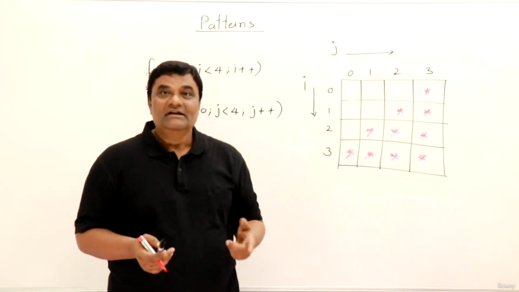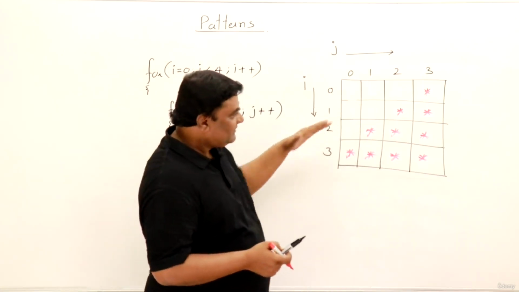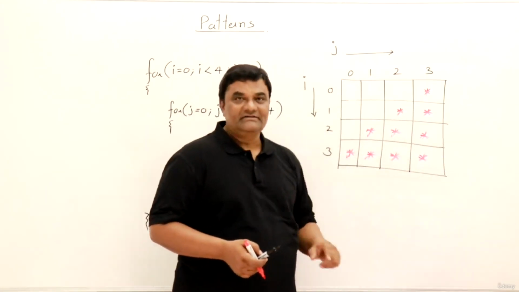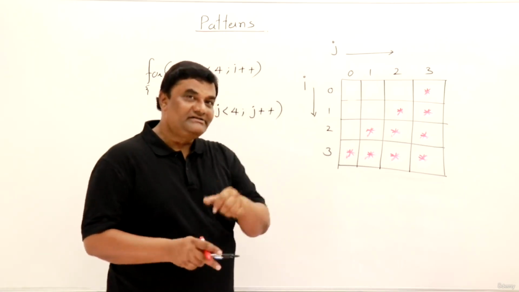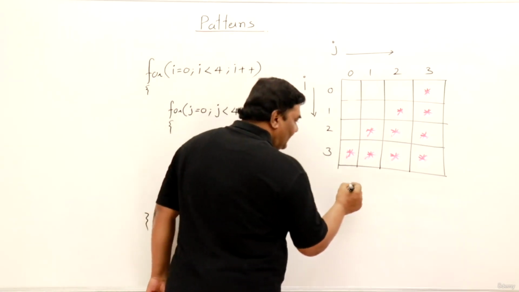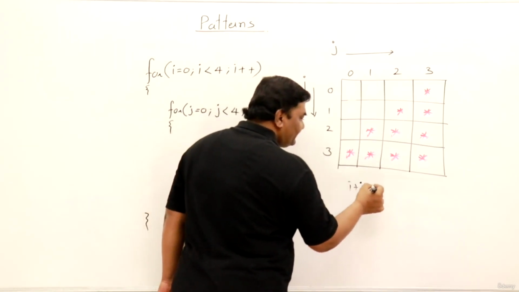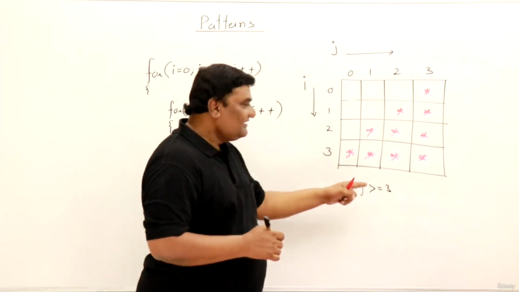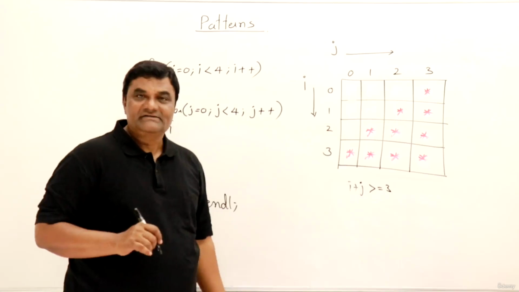Otherwise we have spaces. So remember this point when you are dealing with the cross diagonal and the elements below the cross diagonal, then you have to use i plus j. So here we are getting i plus j. If it is greater than or equal to 3, then we have to draw a star. Otherwise we have to draw a space.